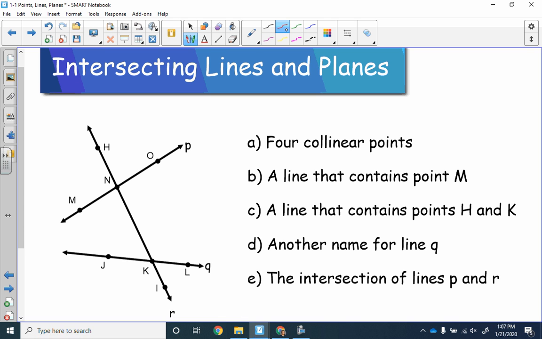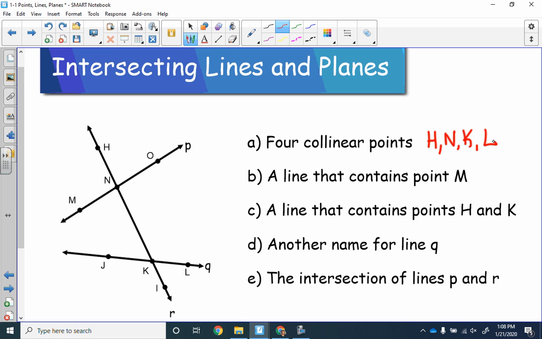And the only 4 collinear points that I have, the only 4 points that are all on the same line, are right here. That would be points H, N, K, and L. So H, N, K, and L, those are the only options of where we have 4 collinear points.